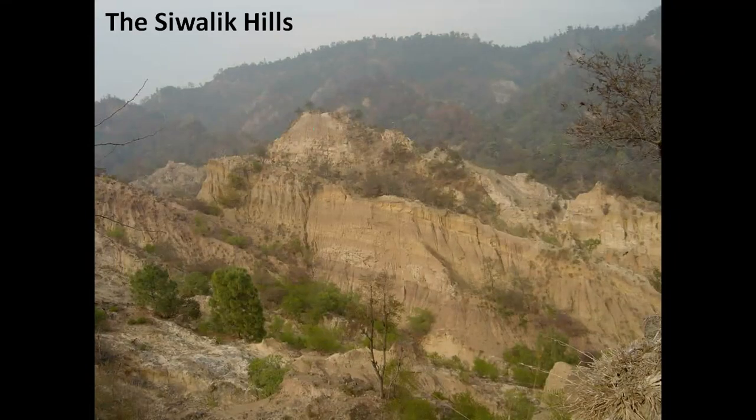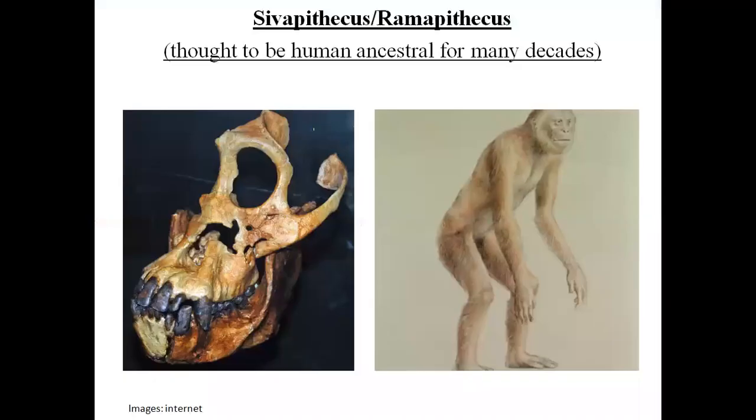And some of you might have heard about Shivapithecus and Ramapithecus, reported in the 1950s and 60s. This is actually thought to be a human ancestor for many, many decades, found in India, Pakistan, and Nepal. This specimen here was found in Pakistan. And for many decades, it was thought to be a human ancestor. And a lot of research was focused on India as well as Africa.